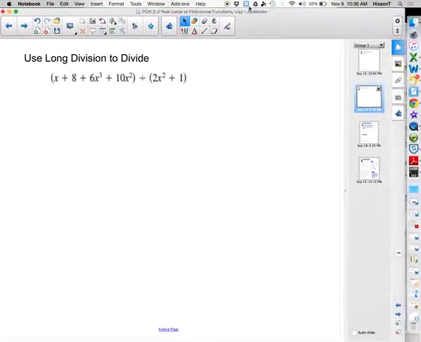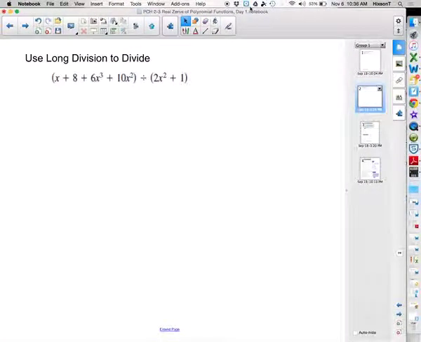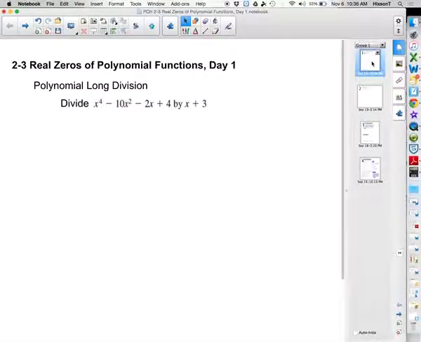Okay, so we're going to be dividing polynomials in two different ways. First, we're going to look at polynomial long division, which will always work, no matter what you're trying to divide. Then we're going to look at what's known as synthetic division. That will only work in certain circumstances. That only works when you're dividing by a linear polynomial.